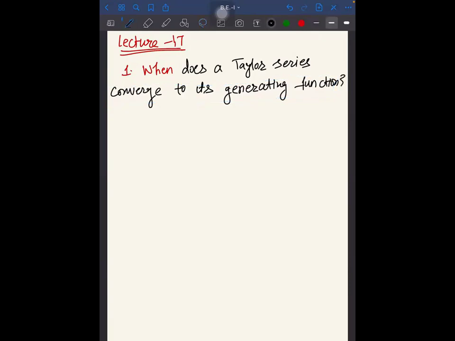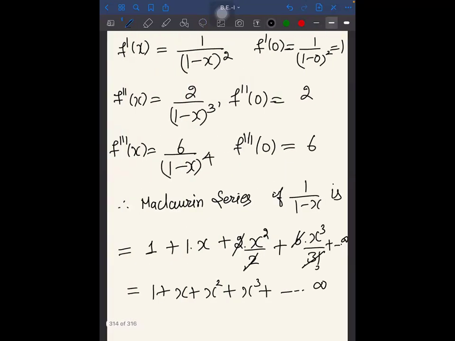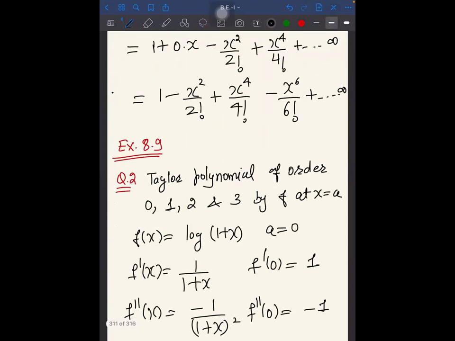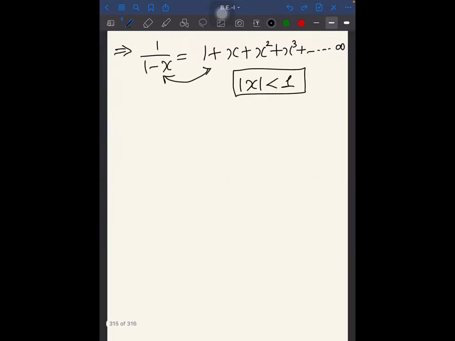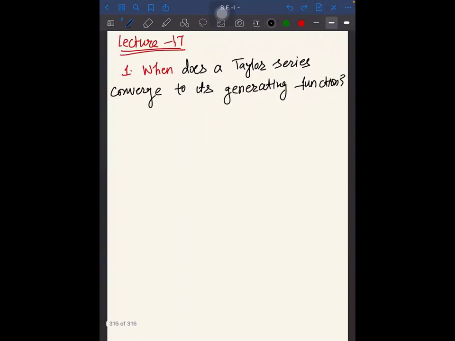I already explained, but let's say. What is your generating function for a function for which we have written the Taylor series? Here the generating function is like log x. So the function for which we have written the Taylor series, that is the generating function. This is the basic question we want to answer: when does a Taylor series converge to its generating function?